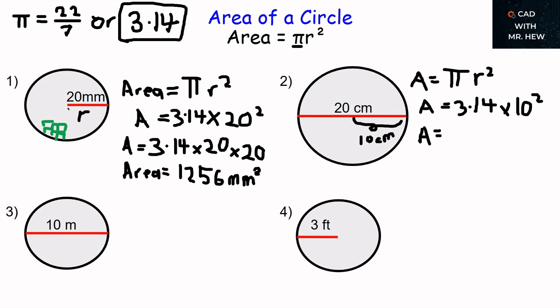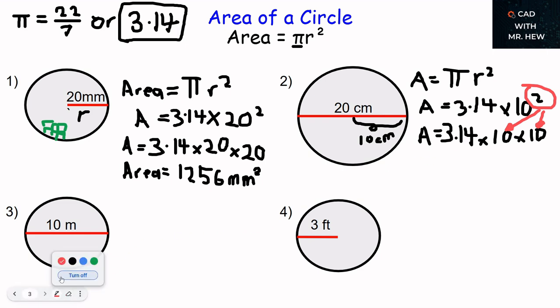All right? And when you work that out now, you would get A is equal to 3.14 times 10 times 10. Right? So this square is saying that you multiply this 10 by itself twice. So it'll be 10 times 10, you get 100. Okay, all right, so we're going to continue now.